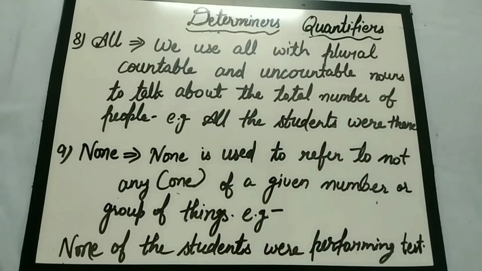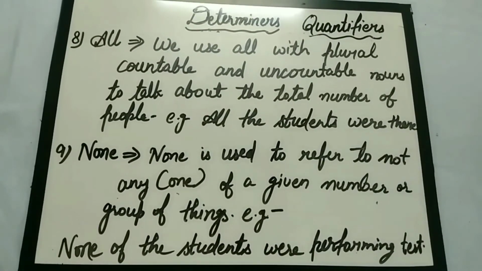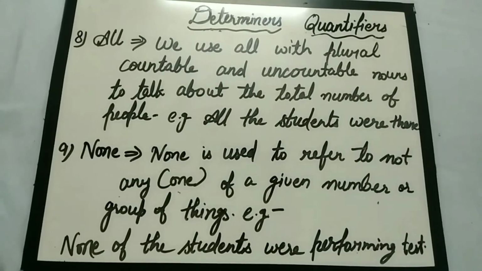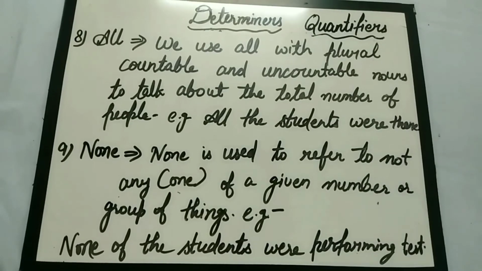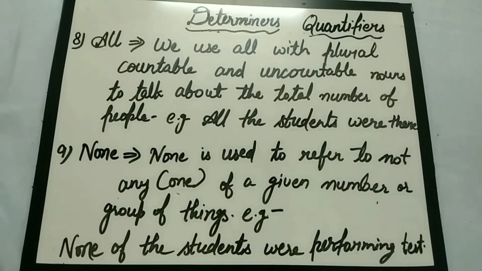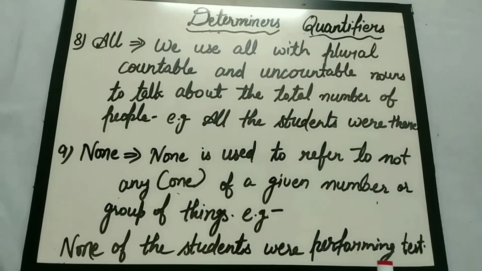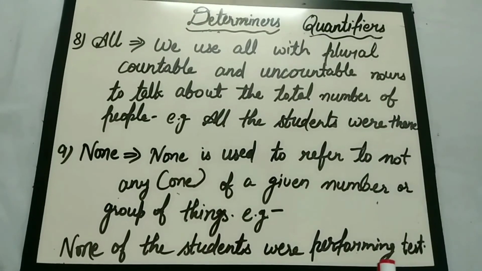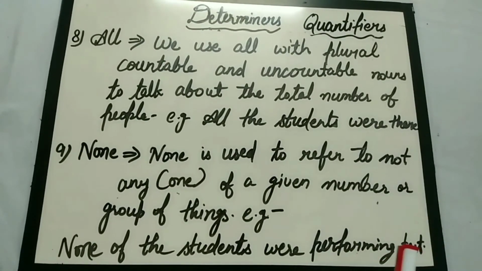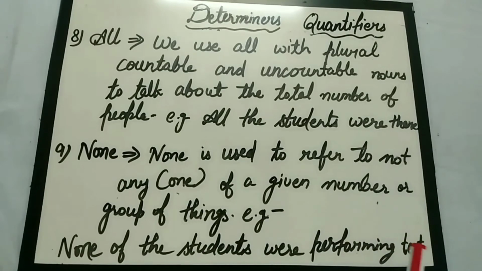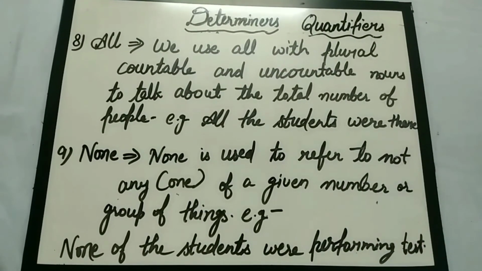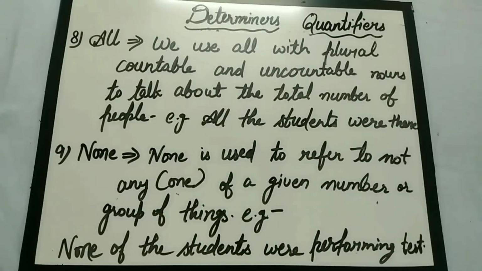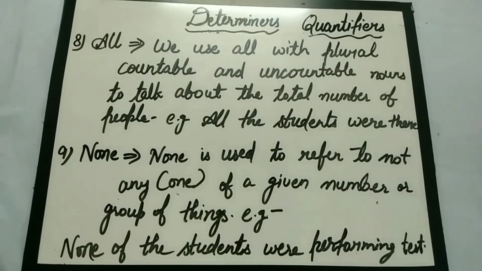It gives us the idea, all the students were there. It is not telling the exact number, but it is giving an idea about the students, that all the students were there or all the students were present. And one more example, all the decisions were taken by the authorities, means completely every decision was taken by the authority. And next we have none.